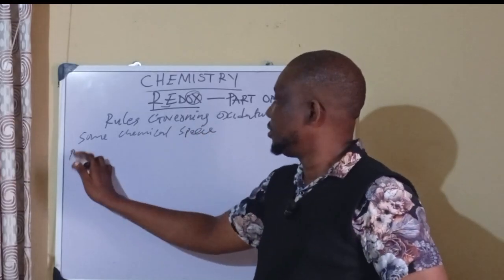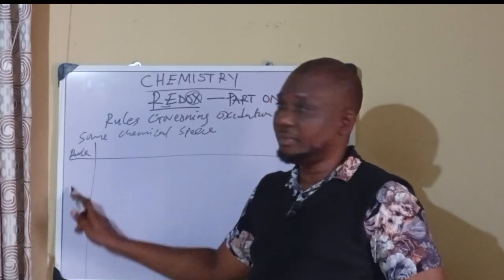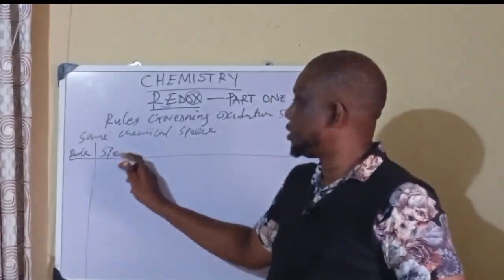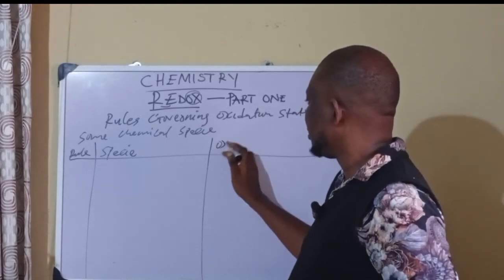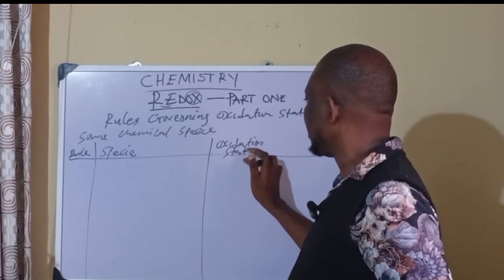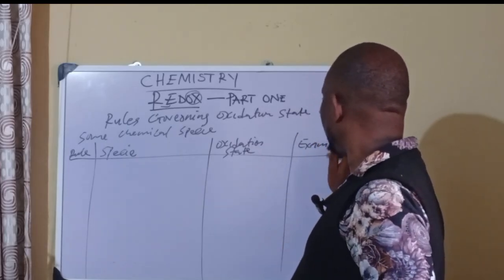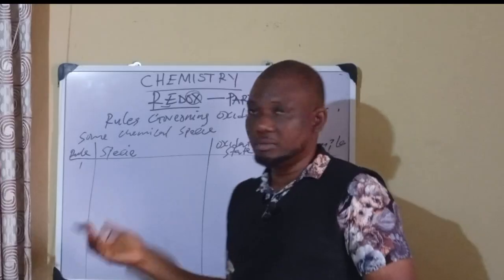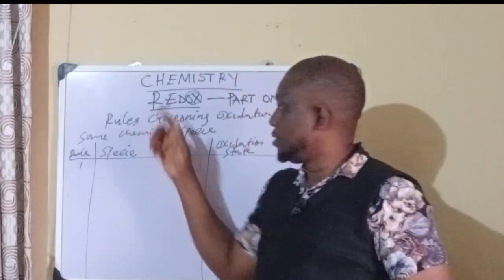Okay, so we're going to have the rules here. We look at this particular species we are talking about, and here will be the oxidation state or number. And then we'll look at a few examples here. So the rules, I think the rules are 7 or 8 rules that you need to know as far as redox reaction is concerned.